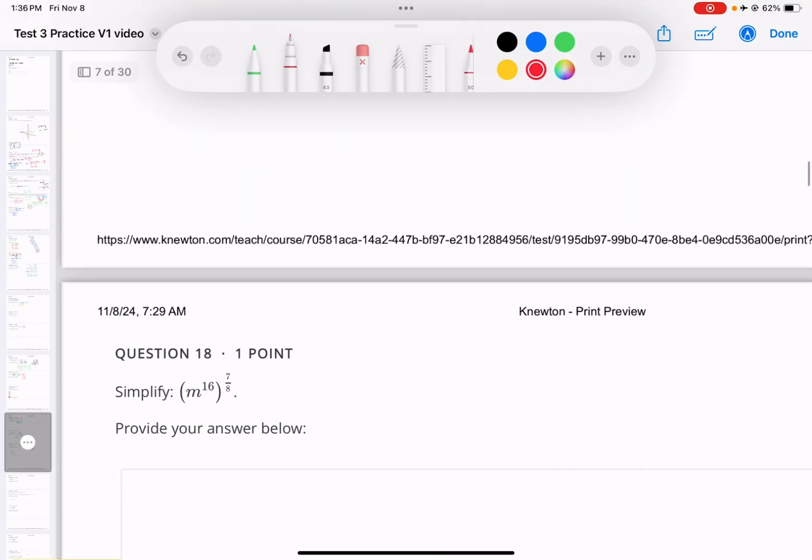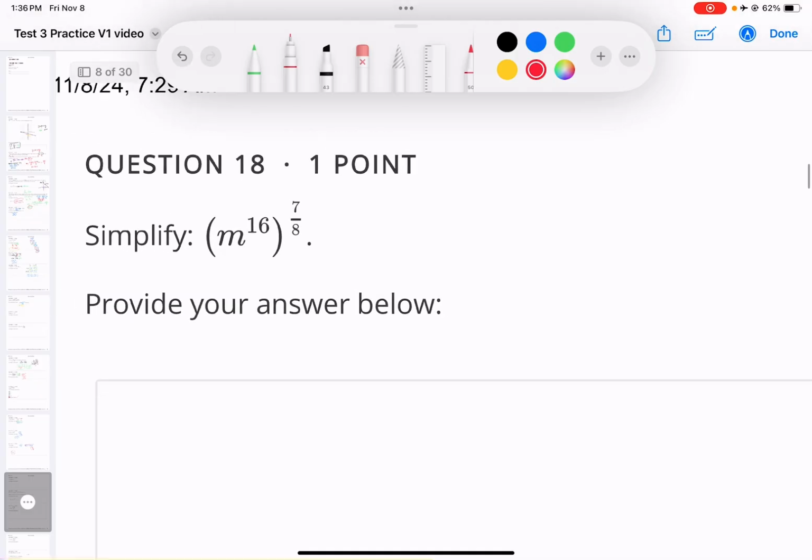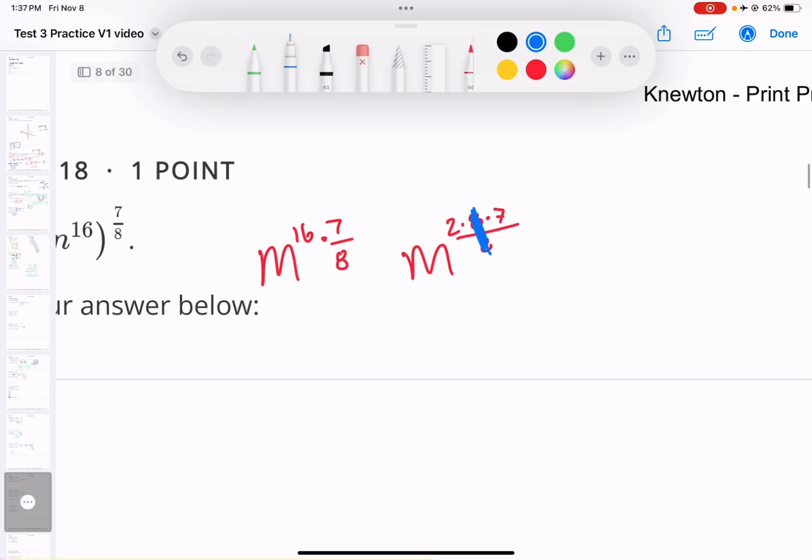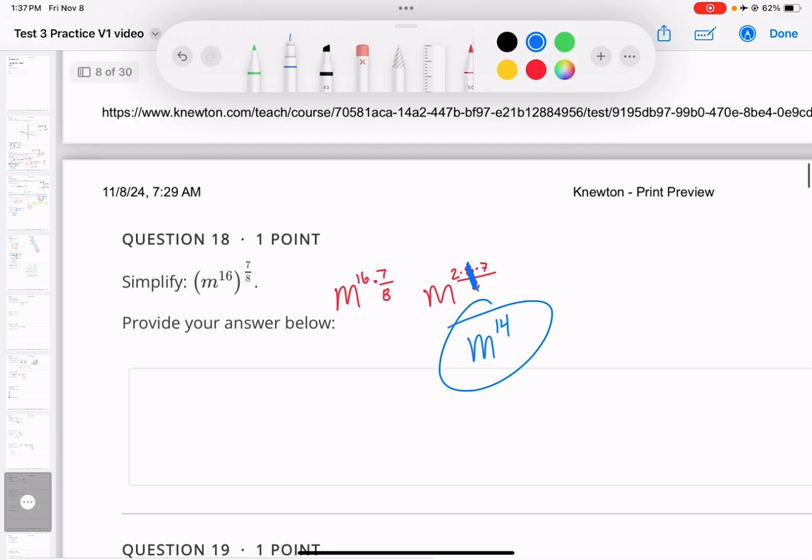It's easier. Okay. This one I'm taking to a power to a power. So if I have m to the 16th, I'm going to be timesing that by 7/8. This is another one you could just put it into your calculator. You could call 16 as 2 times 8, and then you're timesing it by 7, and then you're dividing by 8. So that allows you to get rid of the 8s. So I'm just left with m to the 14th. If you did 16 times 7, then divided by 8, you'd get 14 either way.